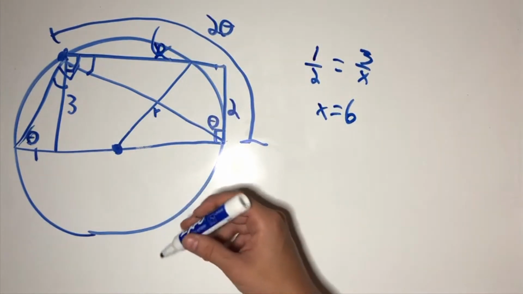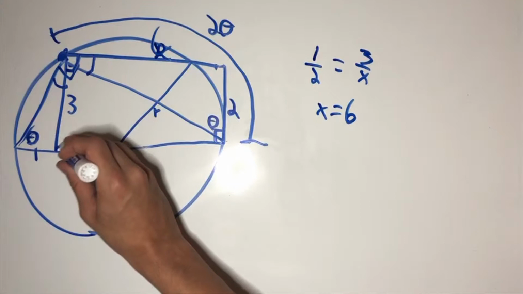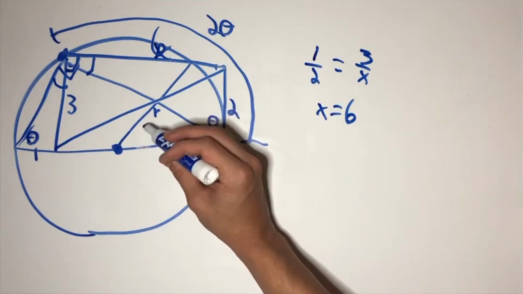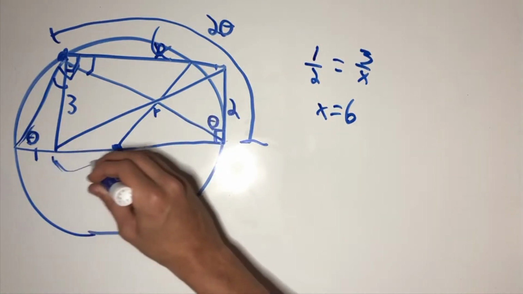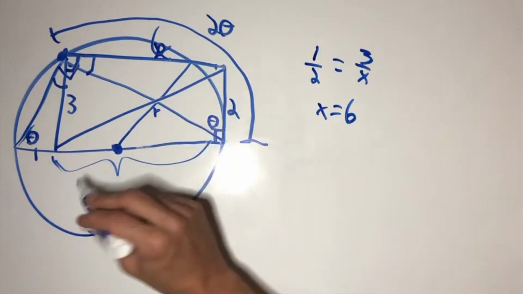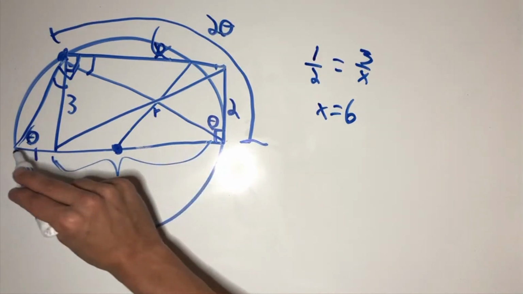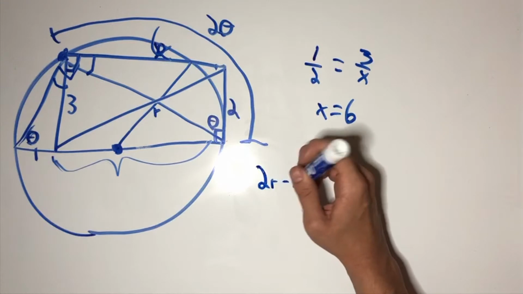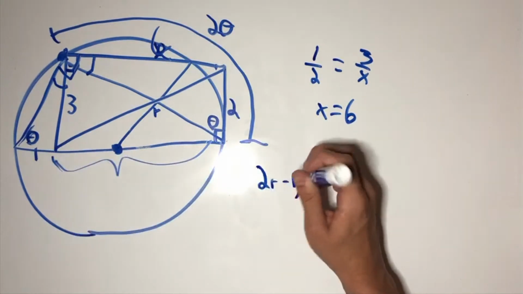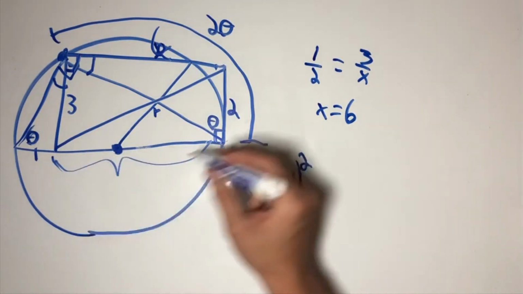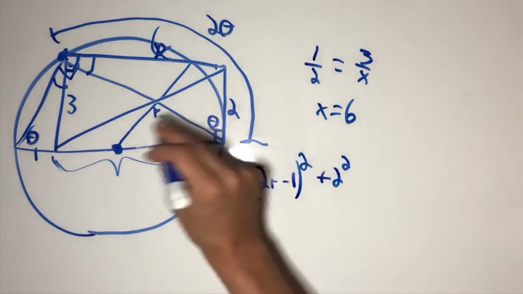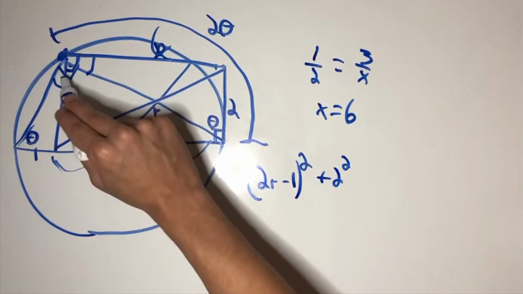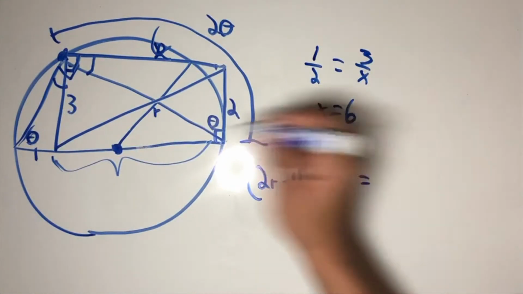Now, we can actually solve the problem because we can draw in this diagonal right here and get that this is what we want to solve for. Because this expression is going to be 2 times the radius minus 1. So you have 2 times the radius minus 1 squared, because we're going to use some Pythagorean theorem, plus 2 squared is going to be equal to this squared. But that squared is also equal to 3 squared plus 6 squared, because by another Pythagorean theorem.